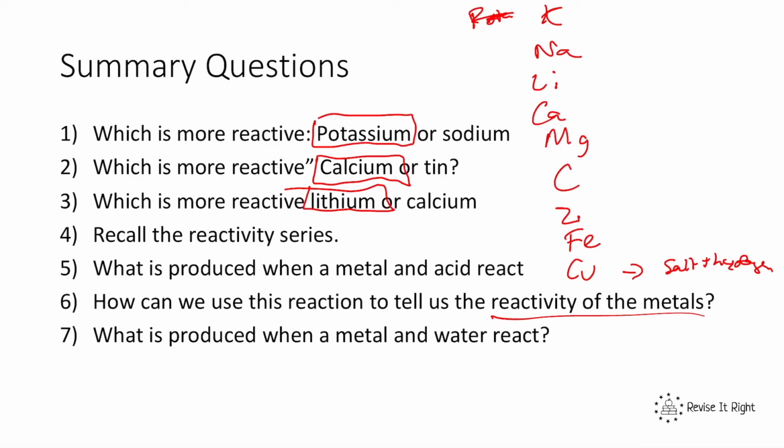And what is produced when a metal and water react? Well, they produce metal hydroxide plus hydrogen. So metal plus water produces metal hydroxide plus hydrogen. So we've now looked at the reactivity of metals.